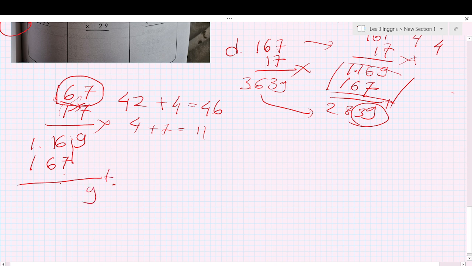9. 6 plus 7, you got 13. Put the 1 up front, you got 2. 1 plus 1 is 2. 2 plus 6 is 8. And 1 plus 1 is 2. So you got 2,839.